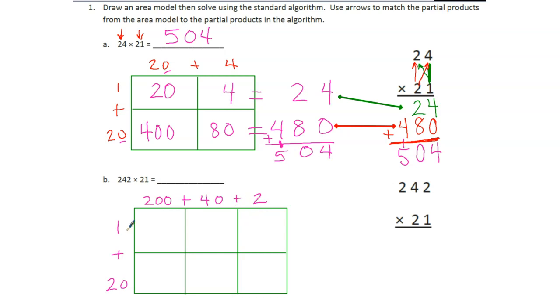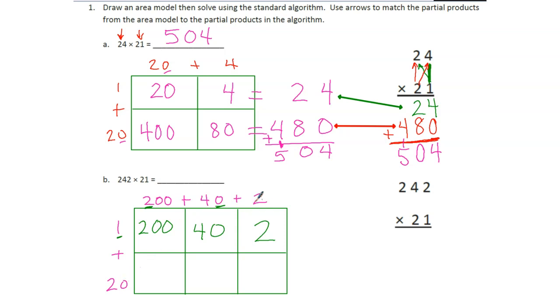So we have 1 times 2, 1 times 2 ones. And then we have 1 times 4 tens. So 1 times 4 is 4, and then it's times 10 because I have a 0. Same thing. 1 times 200 is going to be 200, or we just say our basic facts. 1 times 2 is 2, plus my 2 zeros.